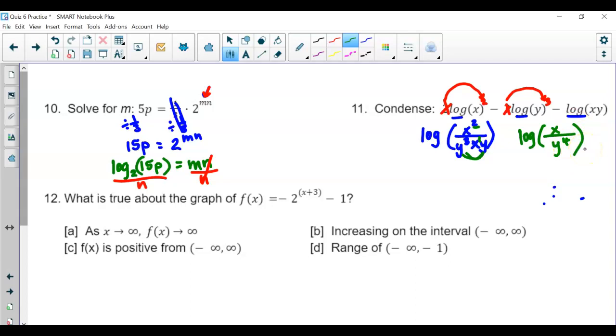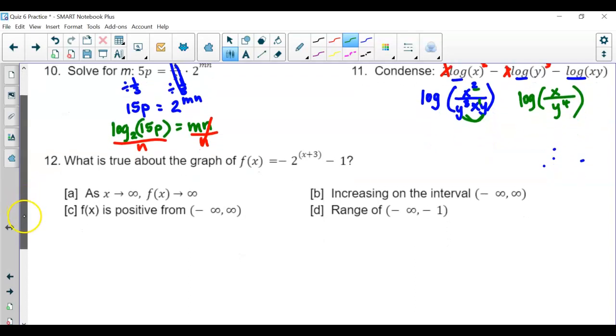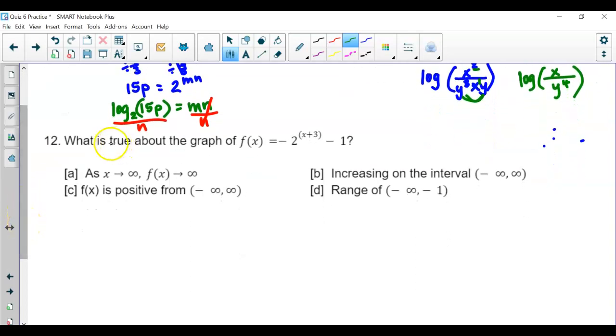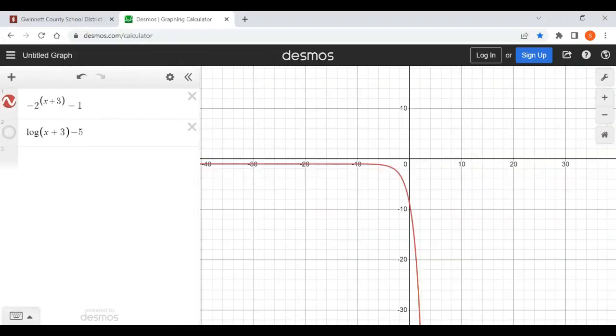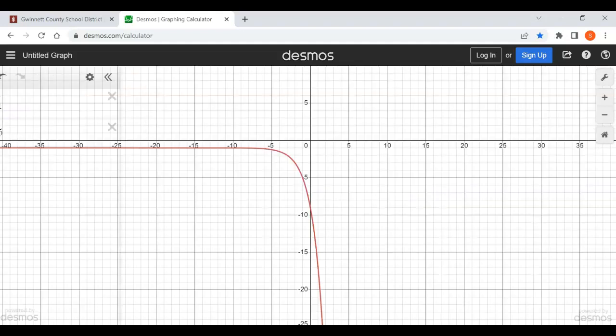Now question number 12. This is going back to our graph and identifying which of the statements is true. But remember, if you need to know what exactly is happening here or how it looks, we need to graph this in Desmos. So make sure to graph this in Desmos. And guys, remember when you graph that, you need to use parentheses to keep that exponent all together up top, the x plus 3. Otherwise, the plus 3 comes down. So remember to use parentheses. So this is what our graph looks like.